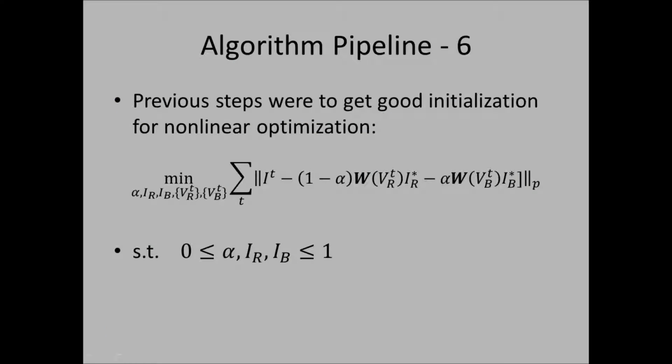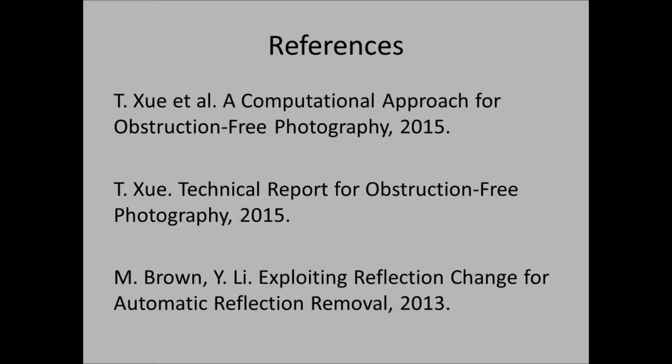Everything so far was to get good initial values for this large nonlinear optimization problem. We need to minimize the difference between each image and the warped background and reflection layers. Alpha and all the pixel values are bounded between 0 and 1, and other constraints have been shown to help. I personally think that it might be interesting to impose constraints on the divergence and curl of the motion fields. The optimization can be done in a two-step alternating procedure where first the motion fields are held constant and the pixel values optimized, and then the pixel values held constant and the motion fields optimized. So that's how it works, and here are some references.